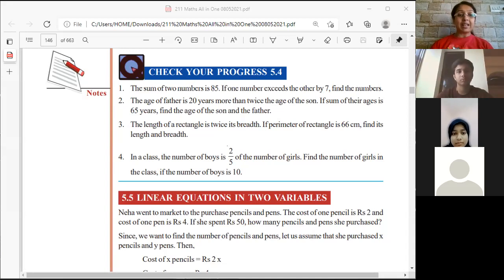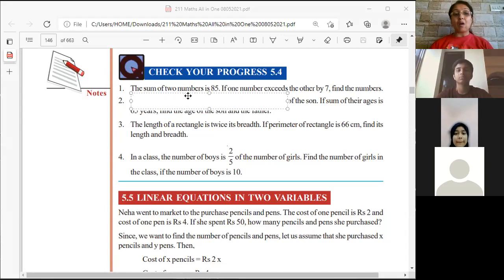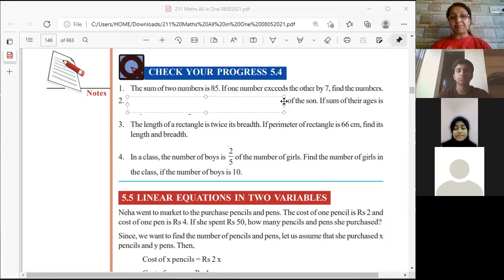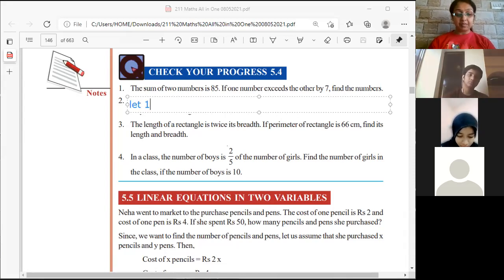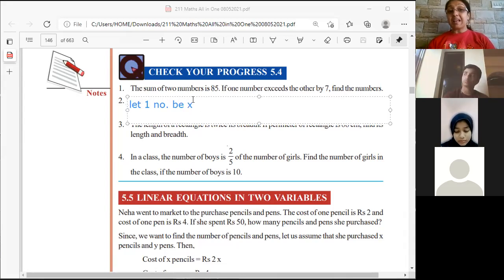Okay, chalo, very quickly I will start with the first sum. Let me see what all is given to me, how I can make the equation and go about. Now, the sum of two numbers is 85. So I know that there are going to be two numbers. If one number exceeds the other by 7, let me take one number, let one number be x. And the other number, if one number exceeds the other by 7, when I say exceeds, what does it mean, beta?